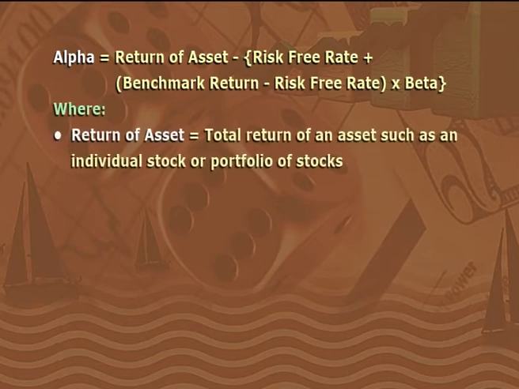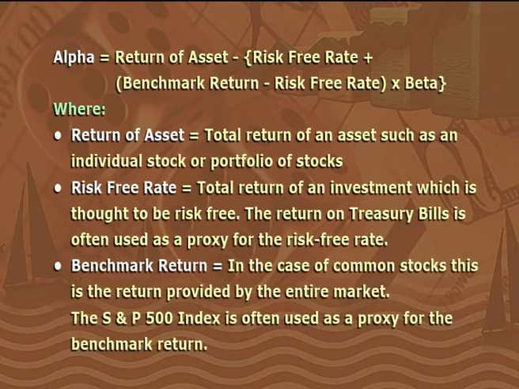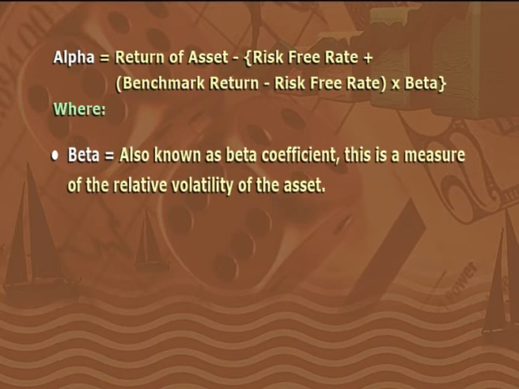return of asset is equal to the total return of an asset such as an individual stock or portfolio of stocks. Risk-free rate is equal to the total return of an investment which is thought to be risk-free. The return on treasury bills is often used as a proxy for the risk-free rate. Benchmark return is equal to, in the case of common stocks, the return provided by the entire market. The S&P, that is the Standard & Poor 500 index, is often used as a proxy for benchmark return. Beta, also known as the beta coefficient, is a measure of relative volatility of the asset.